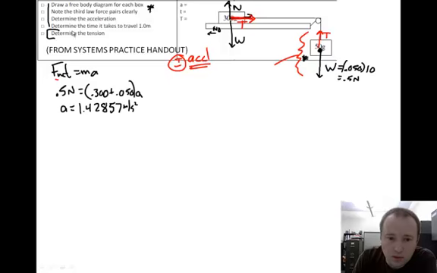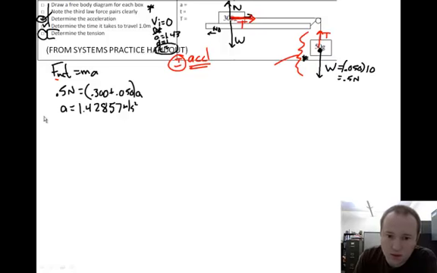So we have now found the acceleration. Determine the time it takes to travel 1 meter. That's a kinematics problem. Your initial velocity is 0. Your final velocity is, nobody cares. Acceleration is 1.43. Displacement is 1. Time is my goal. So you could solve that one out, but that's not the goal of today. This last one here is what we're going to do.